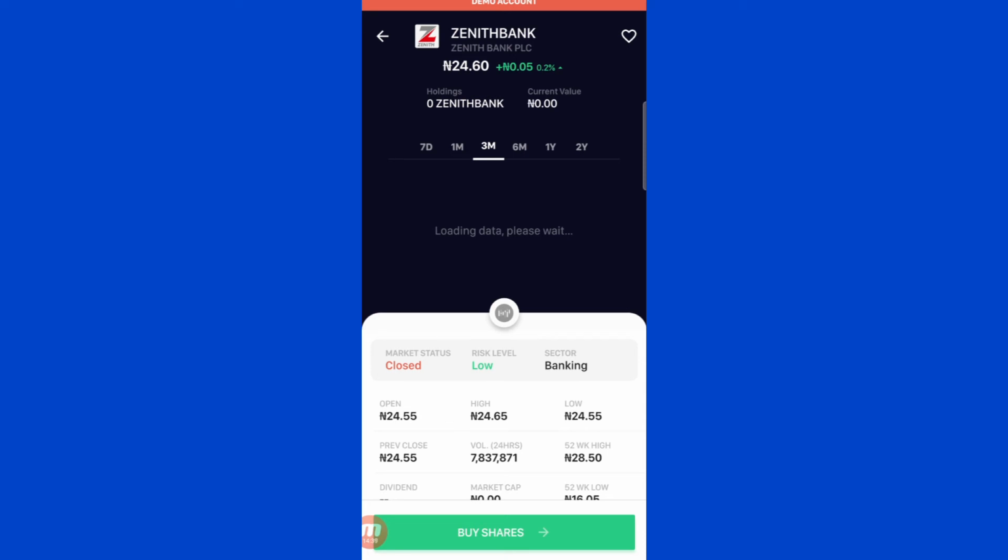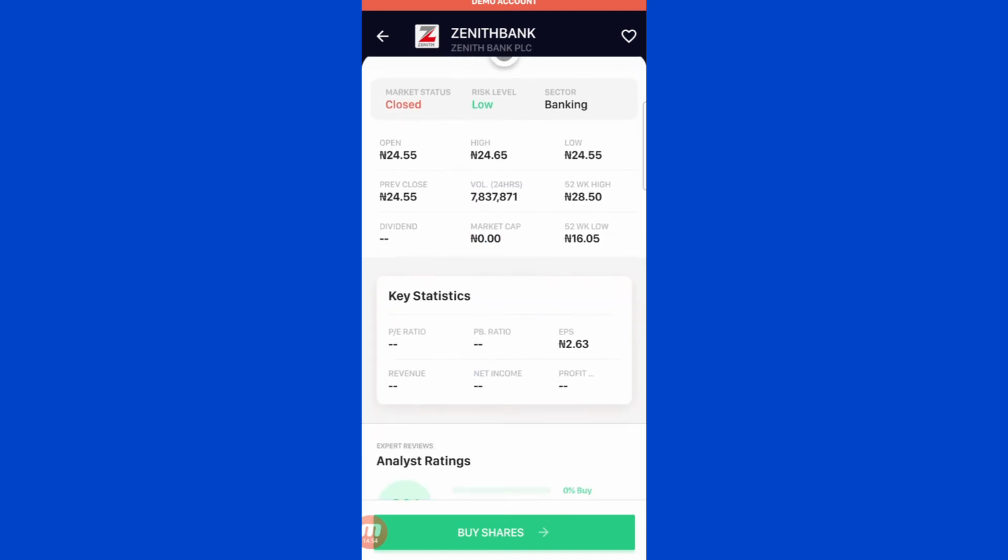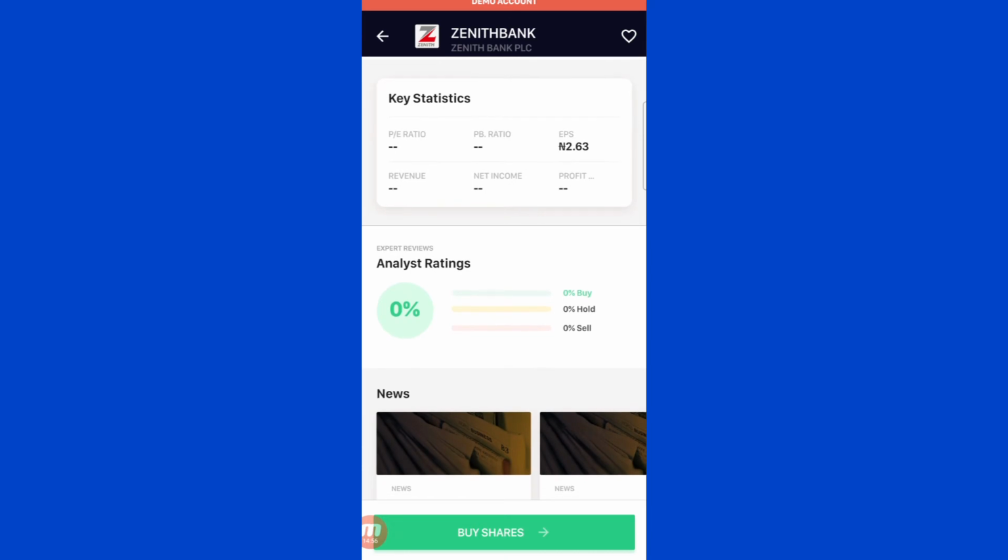The current price of Zenith is 24.6 naira. I think we can actually go ahead and place a limit order for Zenith Bank. We placed a market order for Apple. We're going to place a limit order for Zenith. So this is the transaction, the statistics rather.